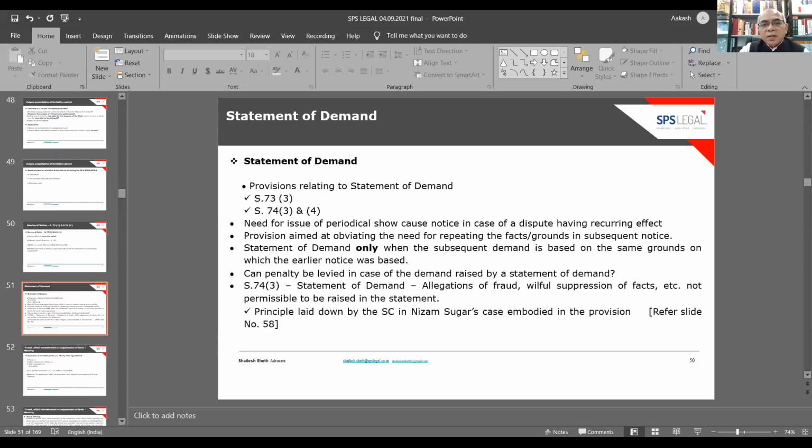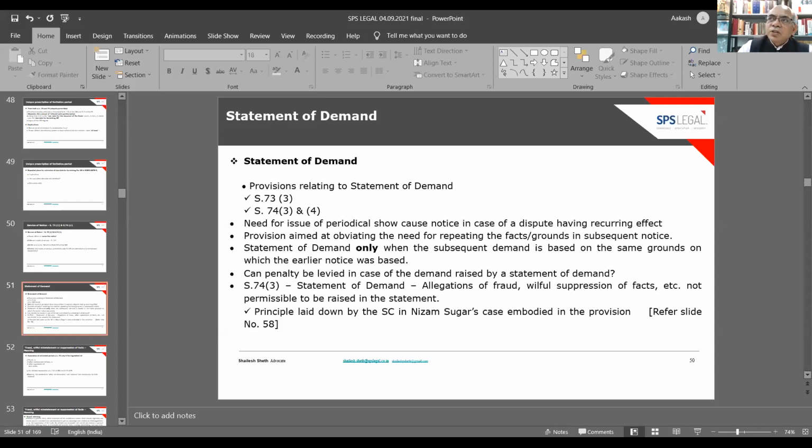Statement of demand. The statement of demand comes when a further notice is to be issued for the subsequent period. This practice was introduced in excise and service tax a few years back and has been continued under GST, whereby the officer need not narrate the whole story again in the SCN to be issued for the subsequent period when there is a recurring effect of a particular dispute. And this is all right. This is just to save time, energy and paper.